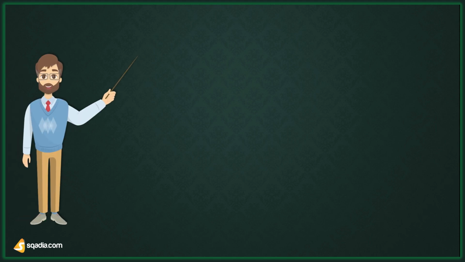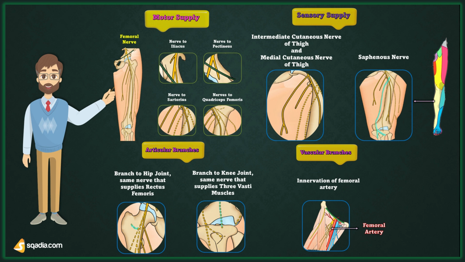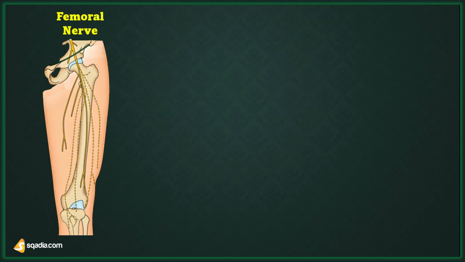Like the other nerves of the lumbar plexus, the femoral nerve also has a motor function and a sensory function. It also gives articular and vascular branches. Let's go through these branches one by one. If we talk about the muscular branches first, as the nerve begins its course in the abdomen, it gives off two branches.